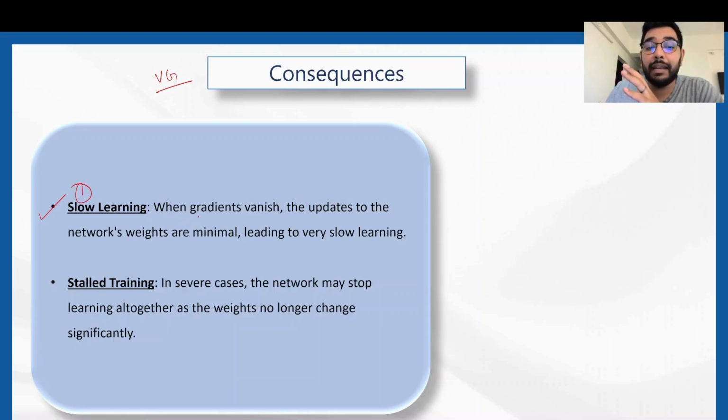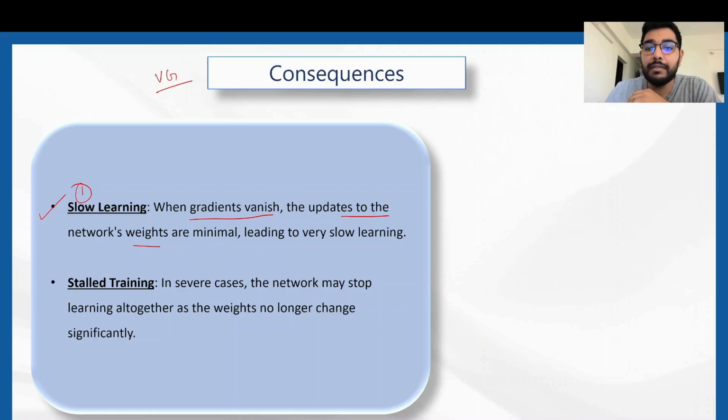When the gradients vanish or become smaller as we are back propagating through the layers, the updates in the network weights, that is weights or biases, which are also known as the parameters of the neural network, become minimal. Why do we want to update those weights and biases? To reach the minimal possible value of loss. If those updates become minimal, the learning of the model, or decrease in the loss, becomes very slow.